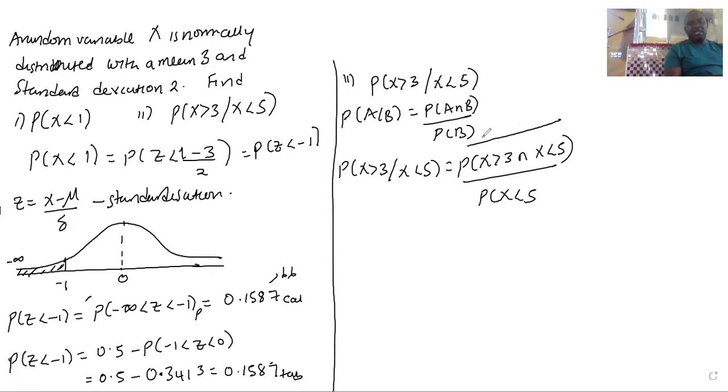And now if x is greater than 3, it includes 4. If this is the 3, 4, then the 5 is not inclusive. So the idea is they are saying x is 4, is the intersection. So this will give me probability of 3 less than x less than 5 divided by probability of x is less than 5. This is the same as having probability of 3 less than what?